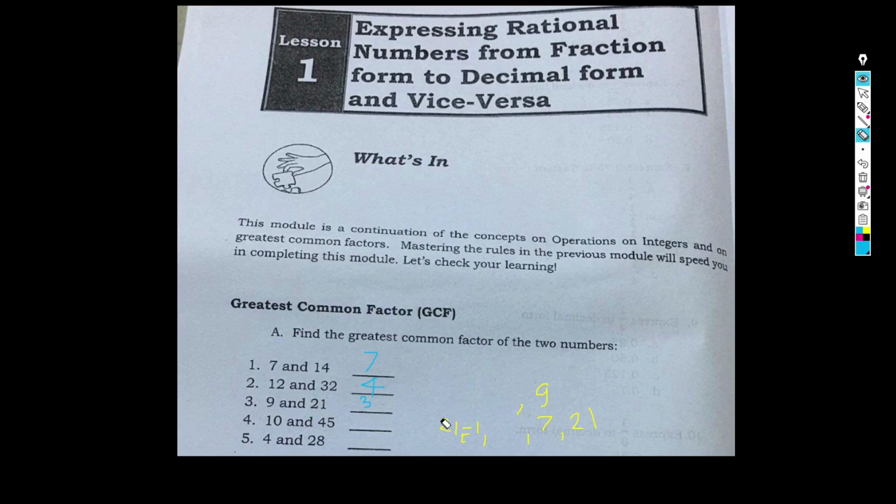Okay. Now let's go to number 4. 10 and 45. Let's check. To make it faster, let's go to the smallest number. What are the multiples of it? 2 could be, 3, no. 4, nope. 5 and 10. Now let's go to the greatest. Can 45 be a multiple of 10? No. With 5, of course. So immediately that's the answer, 5.